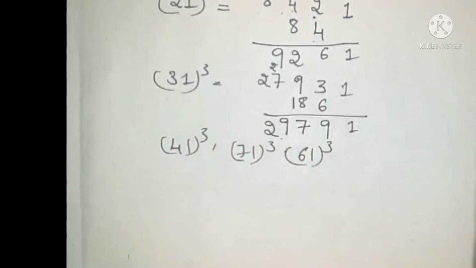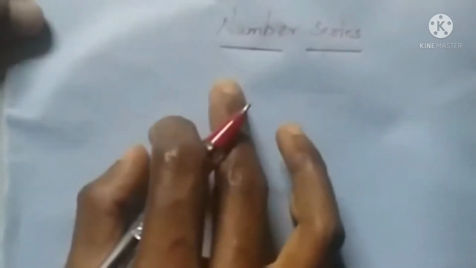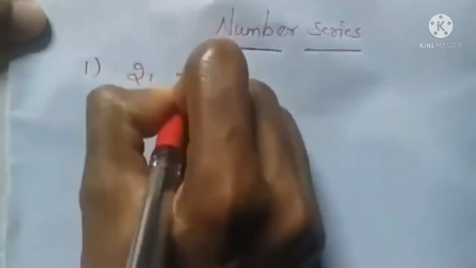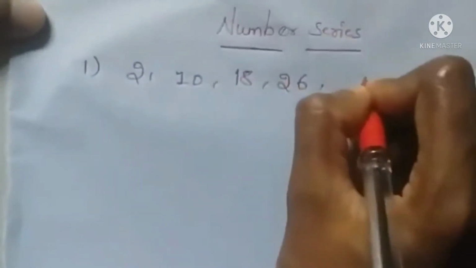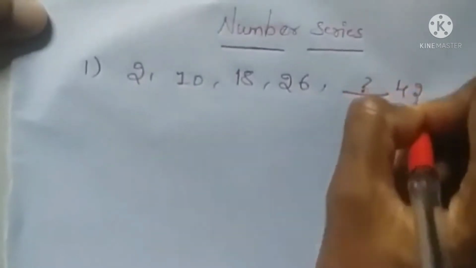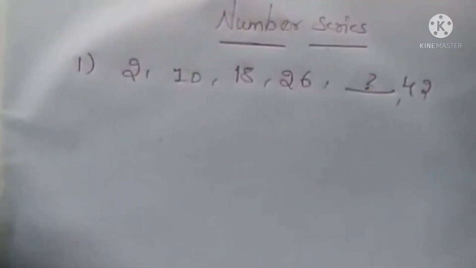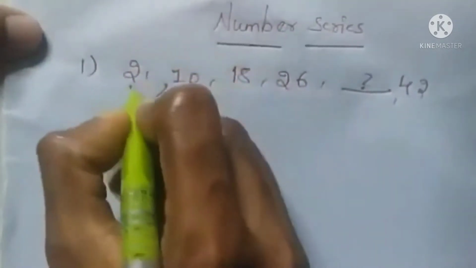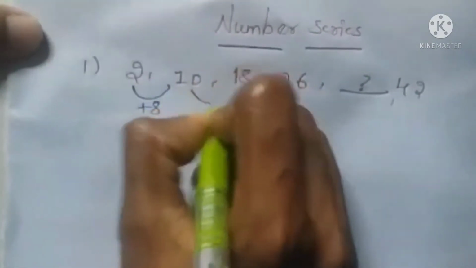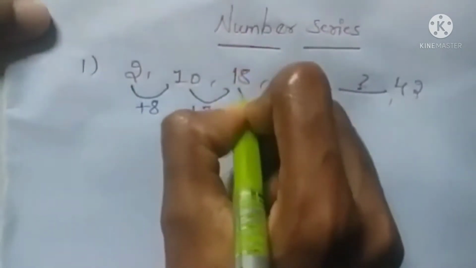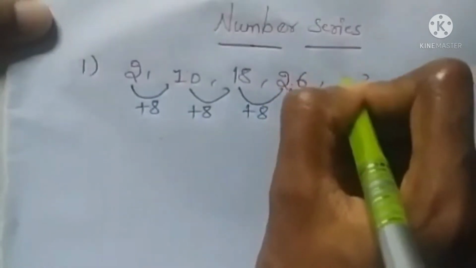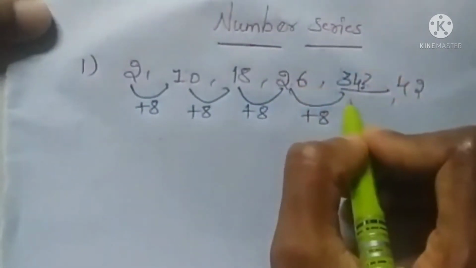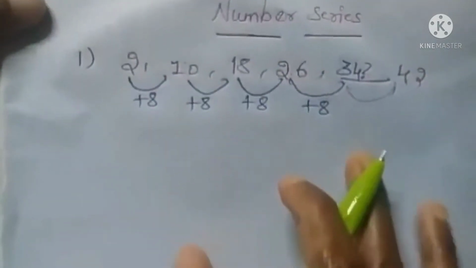Let us discuss number series. So our first question is 2, 10, 18, 26, 42. Now let us find out the answer. 2 plus 8 is 10, 10 plus 8 is 18, 18 plus 8 is 26. So 26 plus 8 is 34, and this 34 plus 8 is 42. So the answer is 34.